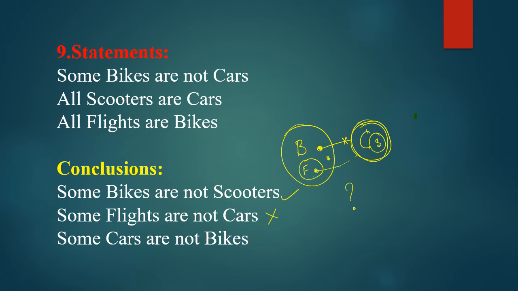Next, some cars are not bikes. See, always remember, when the relation between A to B is some not, B to A will always be undefined. So just keep this in mind. So the relation between B to C is some not, and C to B should be undefined. Again, any definite conclusion like this will be individually wrong. So the answer should be only one following.